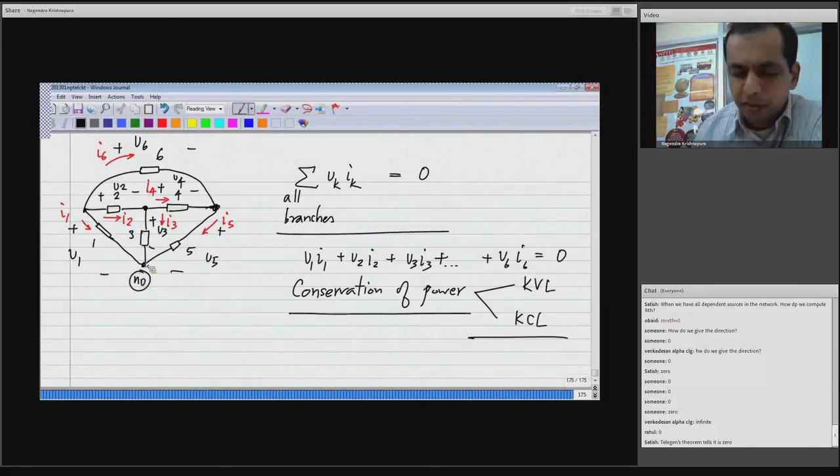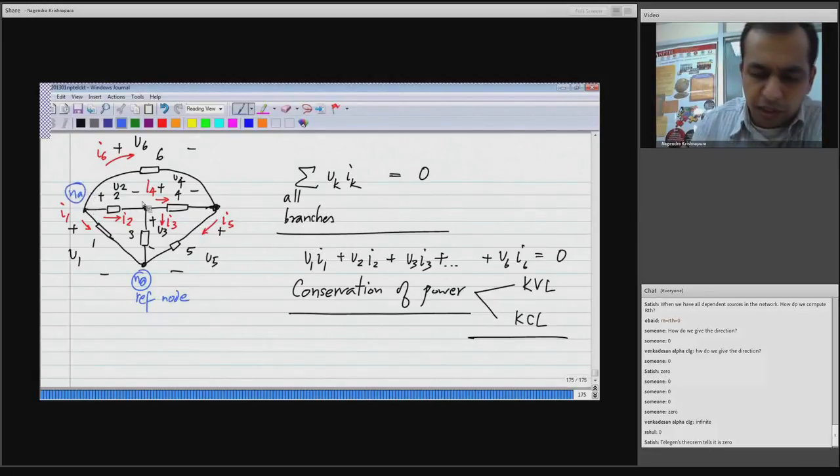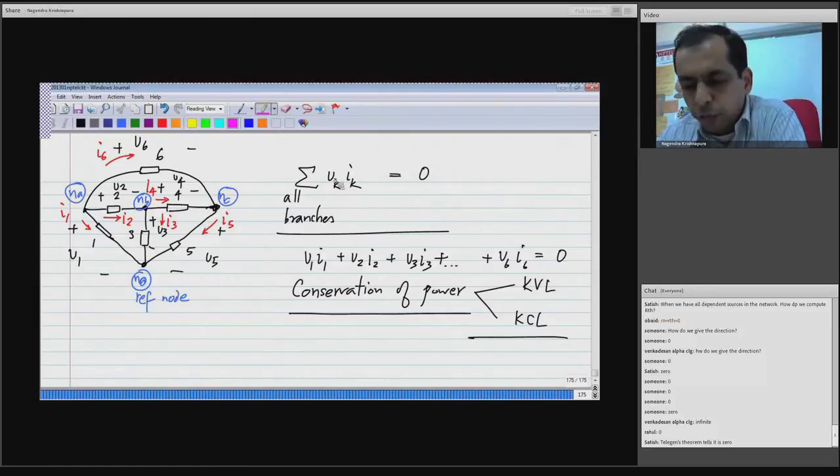And I will give you a hint. Let me label these nodes N0, which is the reference node. You can consider this to be the reference node, it doesn't matter which one it is. And node NA, node NB, and node NC. So you can try to prove this by making these products Vk Ik, that is V1 I1, V2 I2, etc. And V1, V2 and so on are the branch voltages, okay.